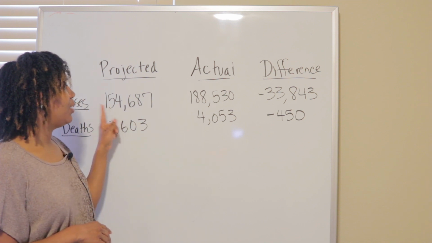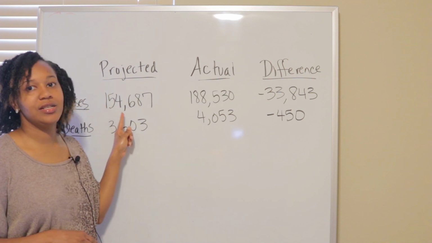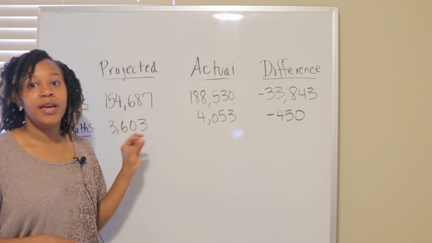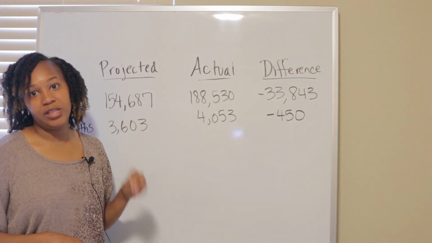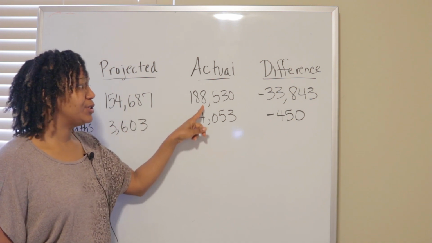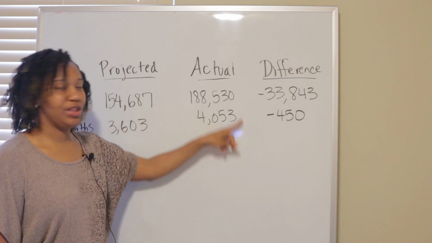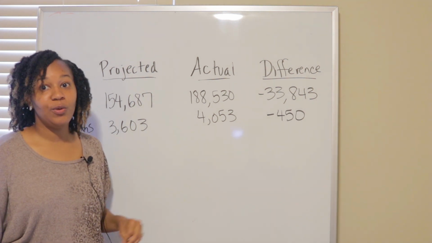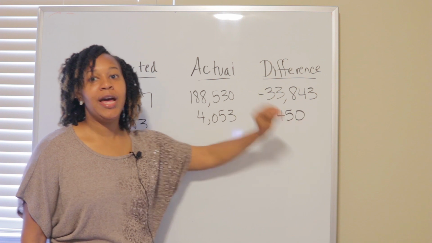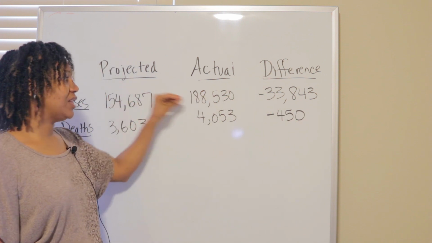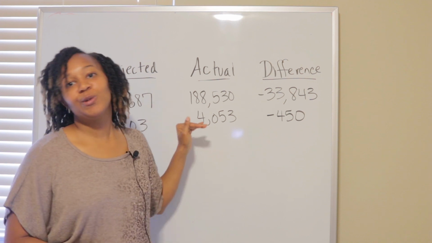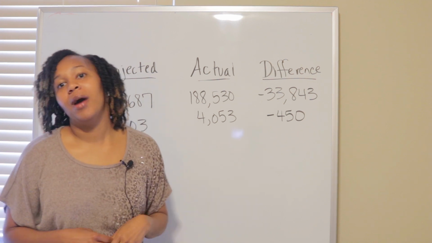So I projected that we would have 154,687 cases on March the 31st in the U.S. of those being tested positive for COVID-19. We actually had 188,530, which is way more than what I projected. The actual difference is negative 33,843. That's negative because my number was less than the actual number that we had. So what this means is that the numbers were actually growing faster than what our model suggested.